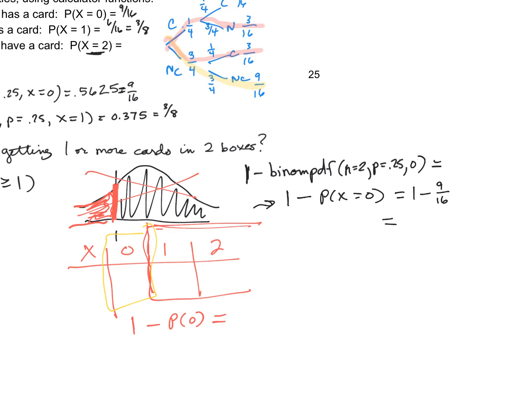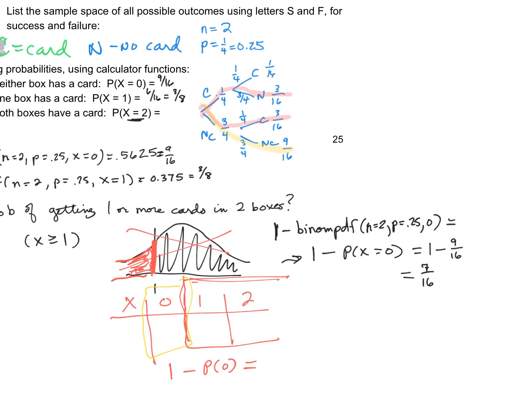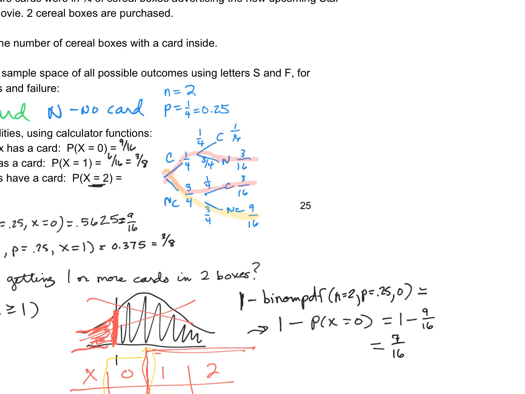And you can do that on your calculator, can't you? What would that be? 0.4375 or 7/16? Yeah. You could just do 16 minus 9. All right. How do we get 7/16 from the tree? This is 0. So that would be the rest of them, wouldn't it? That's getting one or more. This would be greater than or equal to 1. That'd be 1 or more. So we can still get it off the tree.